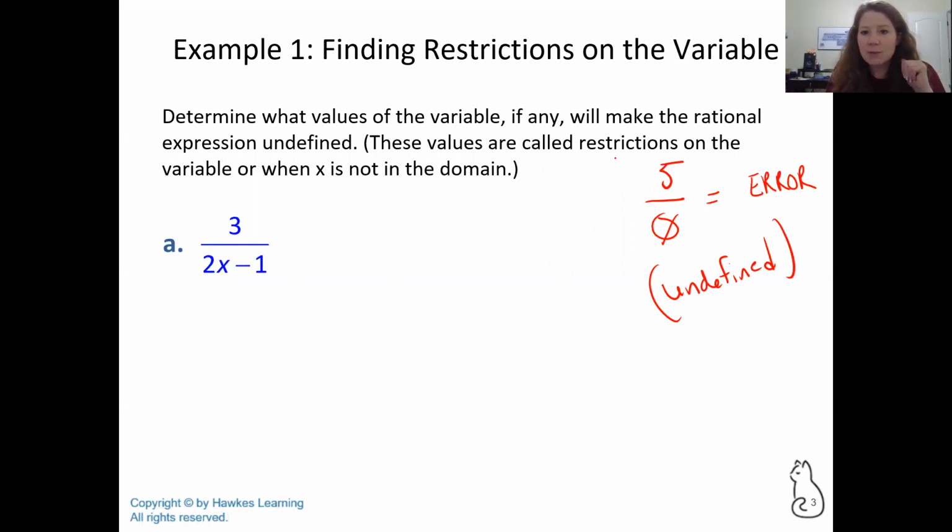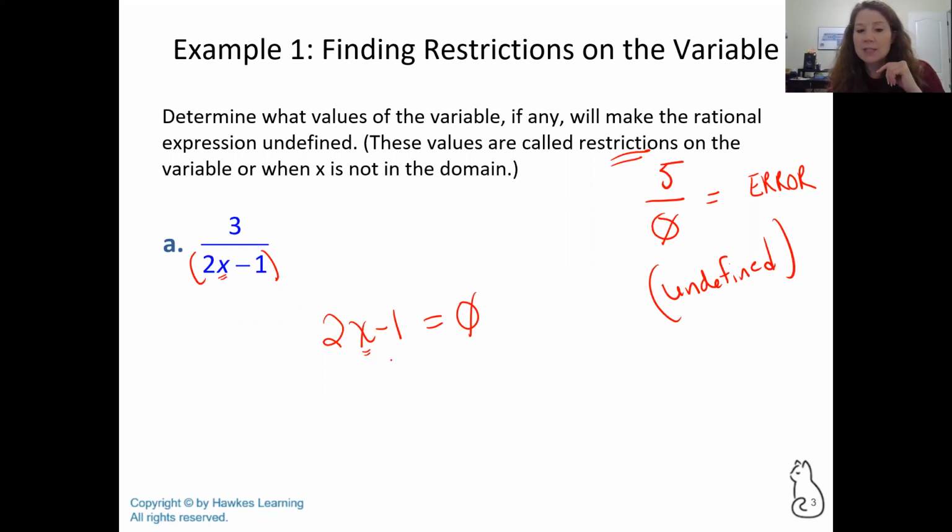So when it asks about restrictions, the first thing you want to do is figure out what value x would be that would make the value of the denominator 0. So basically, you're going to take what's in the denominator and set it equal to 0 to figure out the only value that x cannot be. So when I set this expression equal to 0, I want to solve for x.